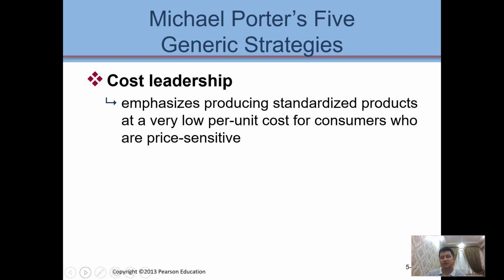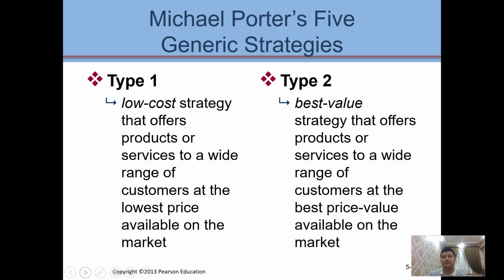Michael Porter's 5 generic strategies, starting with cost leadership. Let me explain cost leadership. Cost leadership emphasizes producing standardized products at a very low per unit cost for consumers who are price sensitive. Type 1, the low cost strategy, offers products or services to a wide range of customers at the lowest price available on the market. And type 2, the best value strategy, offers products or services to a wide range of customers at the best price value available on the market.